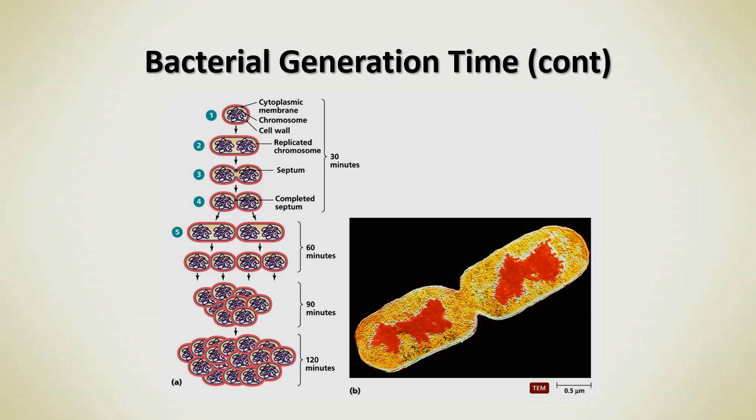Let's say you have a bacterium with a generation time of 30 minutes. After 30 minutes, one bacterial cell will become two. After 60 minutes, these two bacteria will become four. In 90 minutes, they will become 8 cells, and at 120 minutes, so on.